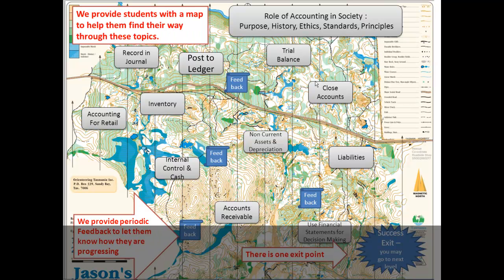Also, there's feedback along the way. There's structured feedback in terms of 2 quizzes and an assignment that has 2 parts. So there's the structure of the formal feedback to give them some guidance on what to do next. And there's one exit point, and that is passing AFM 101.